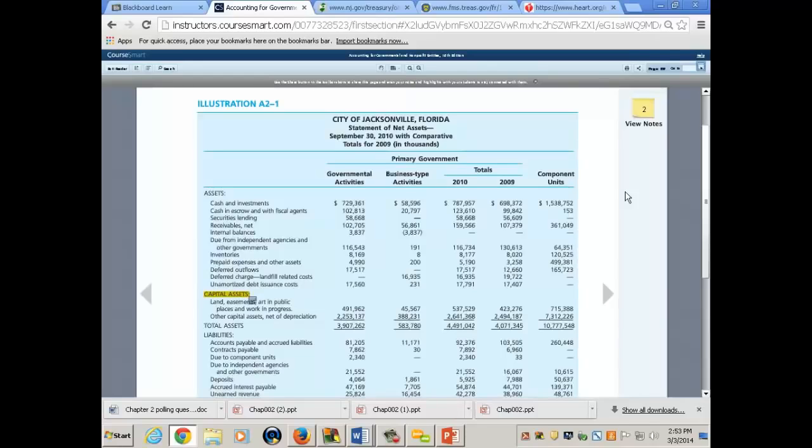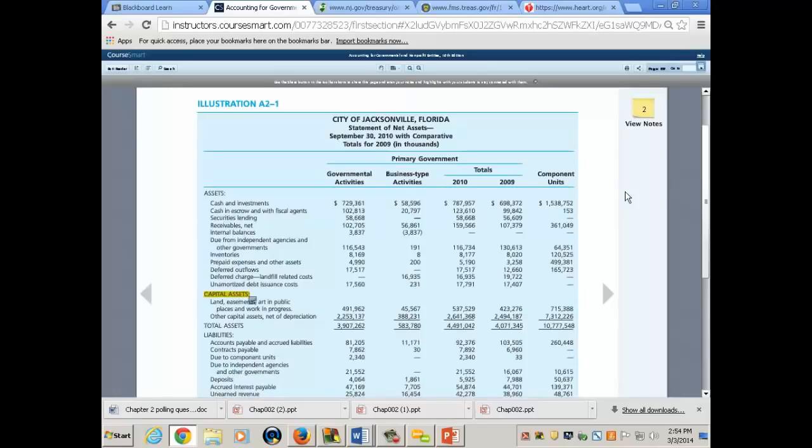Statement of net assets. Unfortunately, or fortunately, the statement's name has been changed by subsequent GASB pronouncements. It's called now the statement of net position, but it's okay to call it statement of net assets, okay? But if you see statement of net position, that's what this is referring to. What's the other word for it, aka balance sheet, right? So it's your balance sheet.